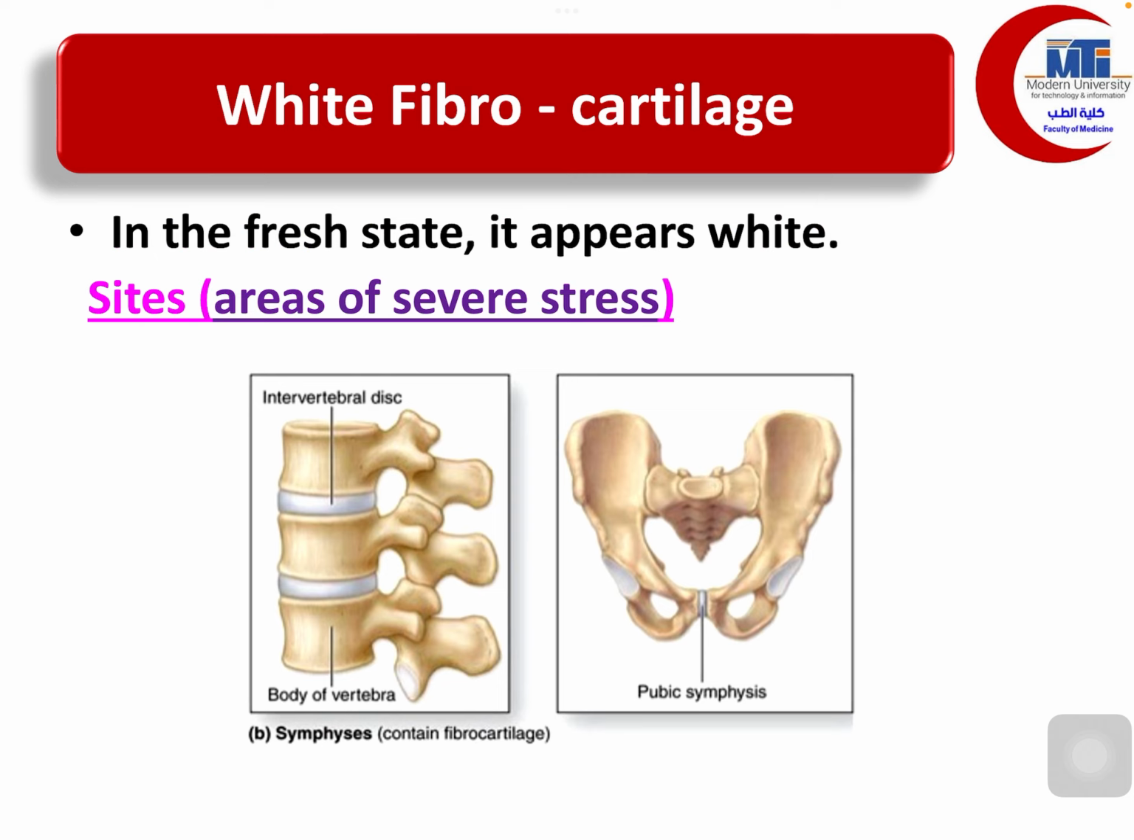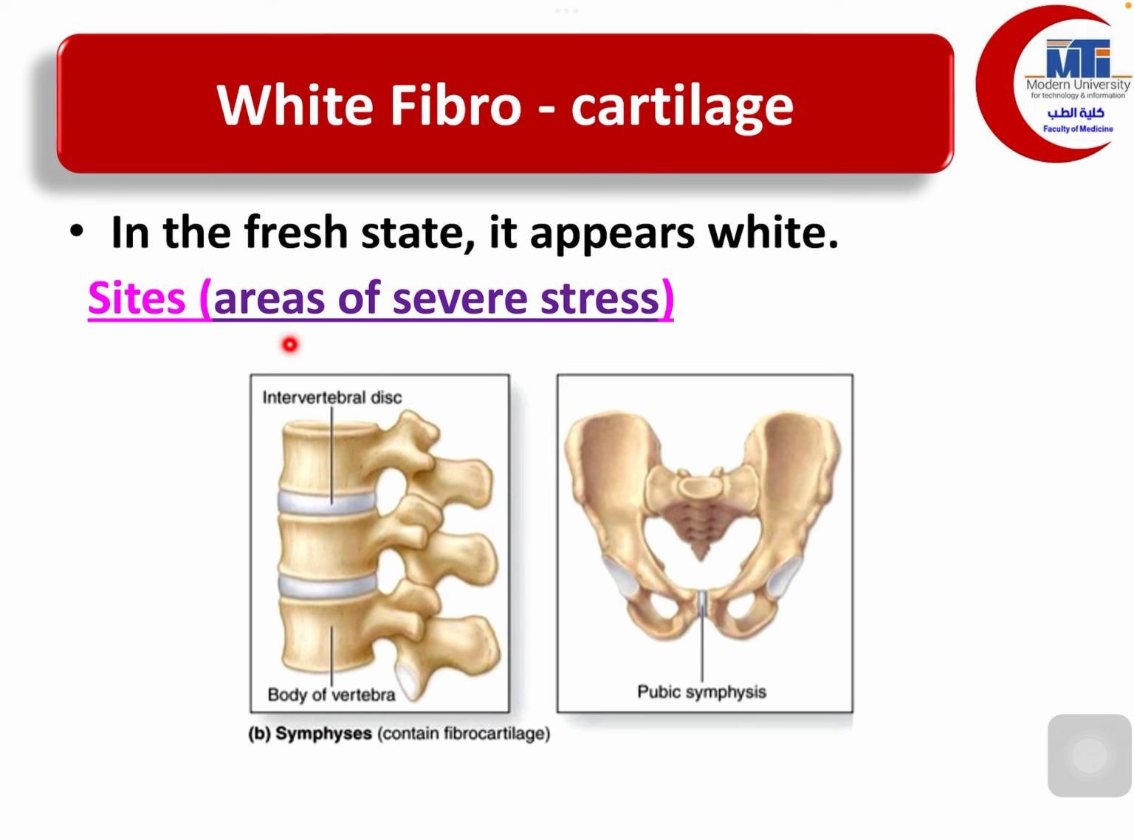Now let's move on to the third type of the cartilage tissue, which is the white fibrocartilage. It's called white because in the fresh state it appears white in color. And it's called fibrocartilage because, as we are going to find in the next slide, the structure of this type of cartilage contains an abundance of collagen fibers.